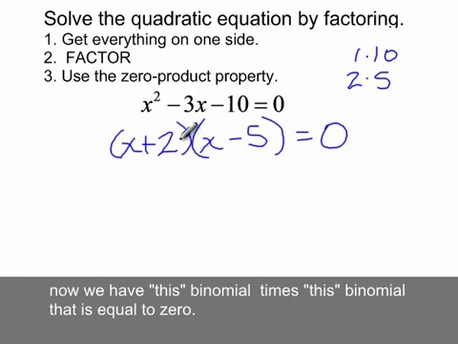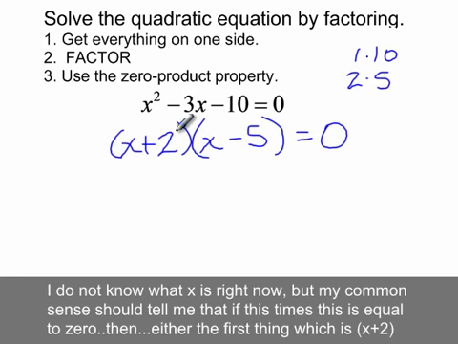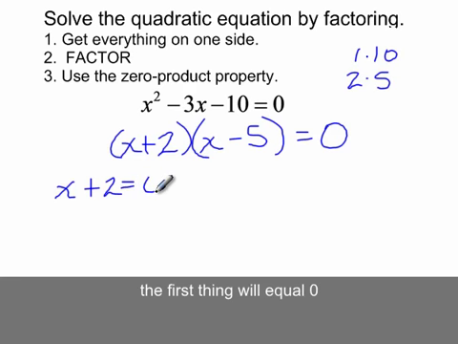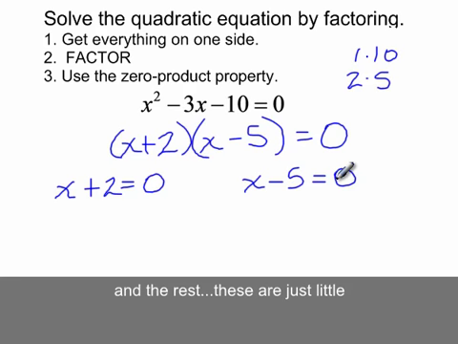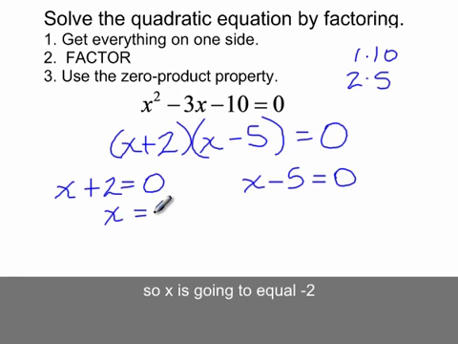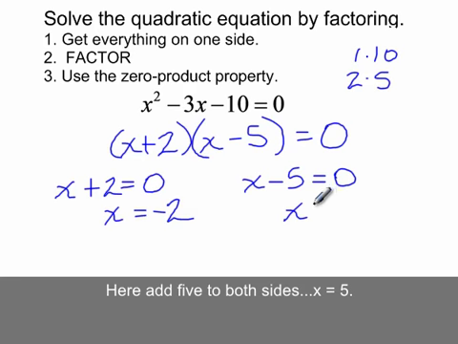Now, we have this binomial times this binomial is equal to 0. Okay, I don't know what x is right now, but my common sense should tell me that if this times this is equal to 0, then either the first thing, which happens to be x plus 2, will equal 0, or the second binomial will equal 0. And the rest, these are just little bitty equations. Subtract 2 from both sides. So x is going to equal negative 2. Here, add 5 to both sides. x will equal 5.